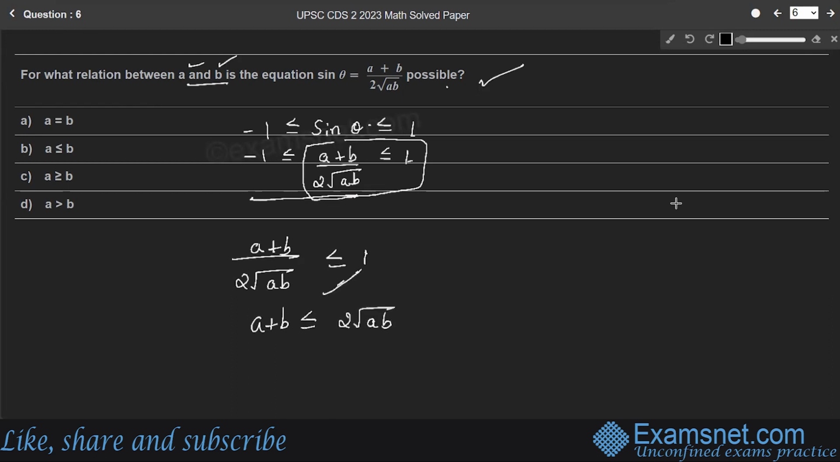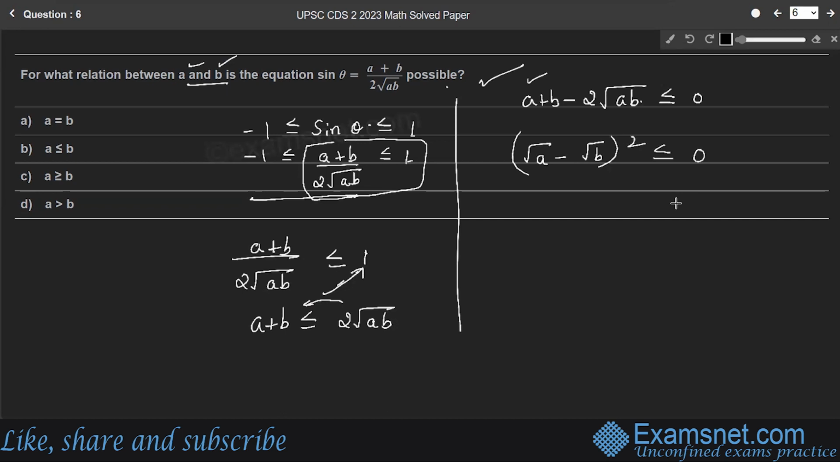When 2 root of ab goes to the right hand side, it becomes 2 root of ab into 1, which is 2 root of ab. So take this 2 root of ab to the left hand side, it becomes a plus b minus 2 into root of a into b is less than or equal to 0. So what is this left hand side expression? It is nothing but (root a minus root b) the whole square, which is less than or equal to 0.